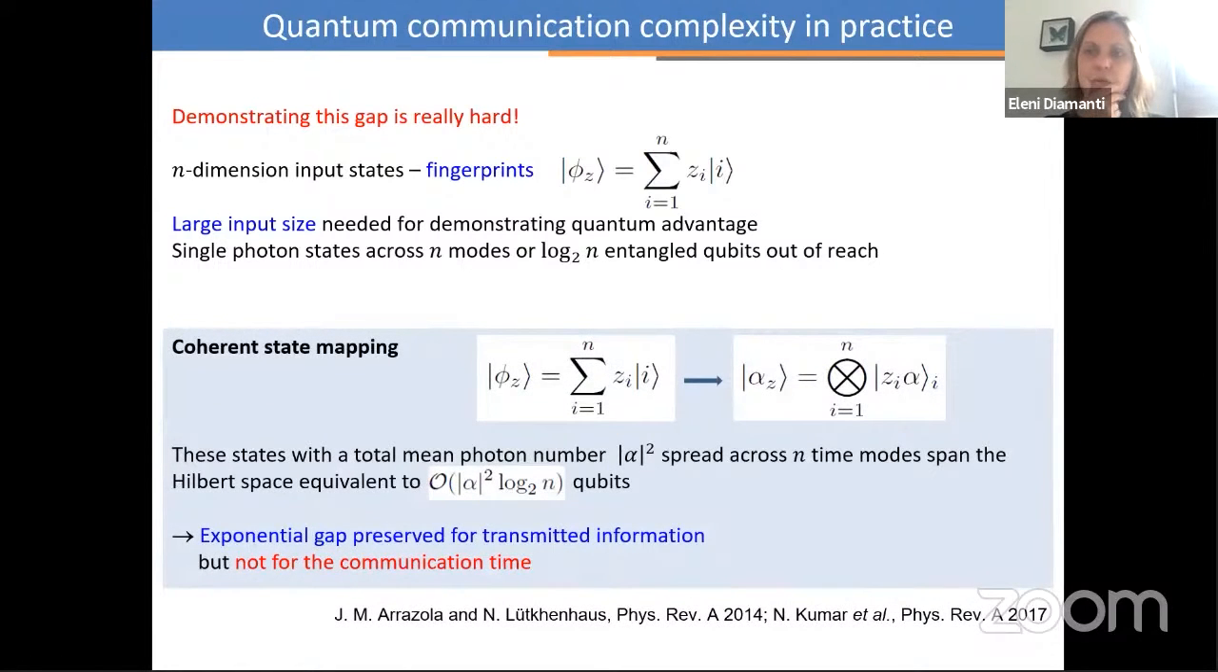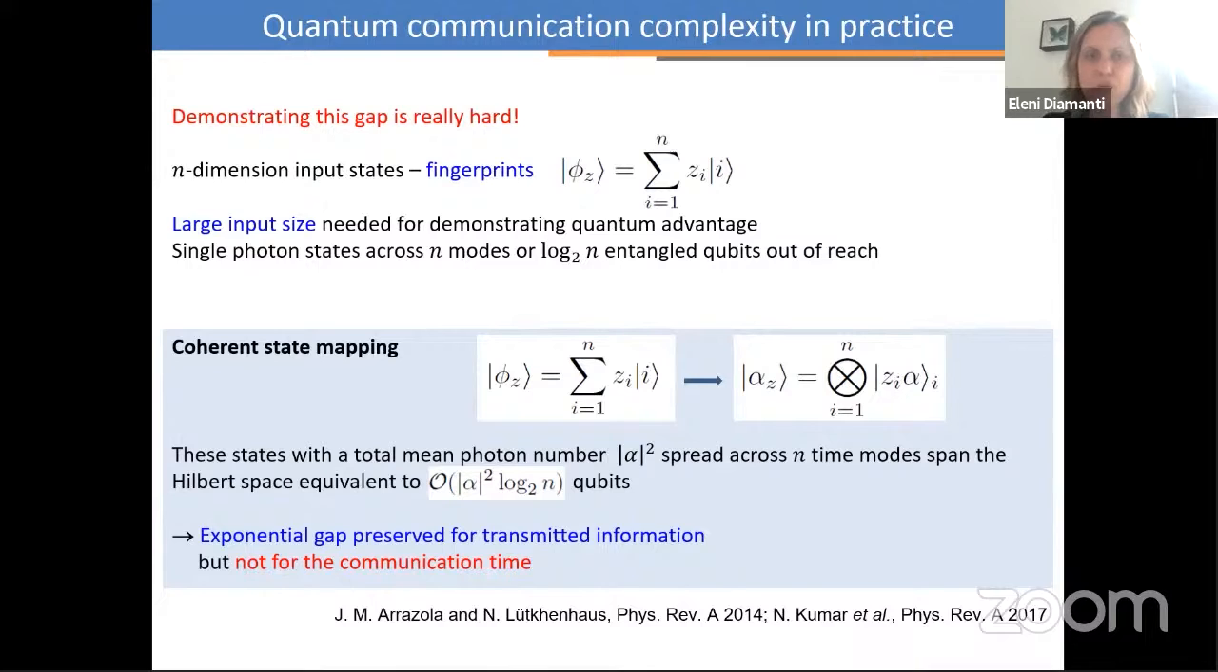Now, a few years ago, a coherent state mapping was proposed, coming from Norbert Lütkenhaus's group in Waterloo, which is quite interesting. It shows that you can take these fingerprint states and translate them to this coherent state mapping. What they showed in their work is that you can take these states that you see here, a train of coherent states, with a total mean photon number alpha squared, spread across all time modes. That's why you have very big trains of coherent states. And this spans a Hilbert space that is equivalent to the alpha squared log n qubits that you would need to perform your protocol.